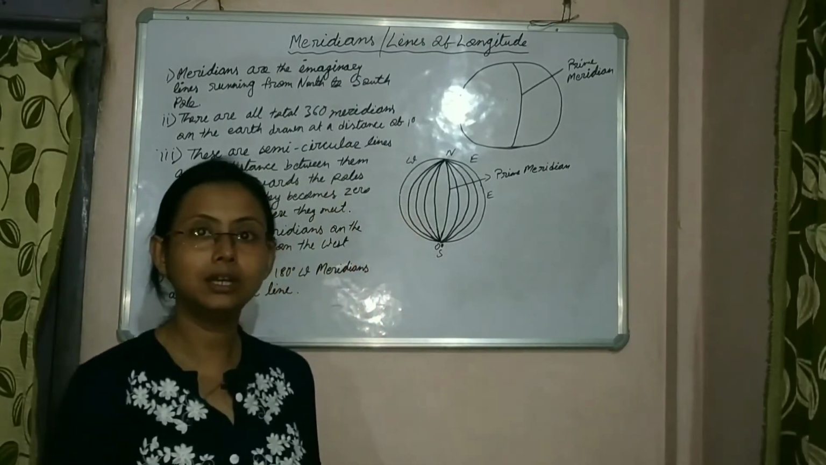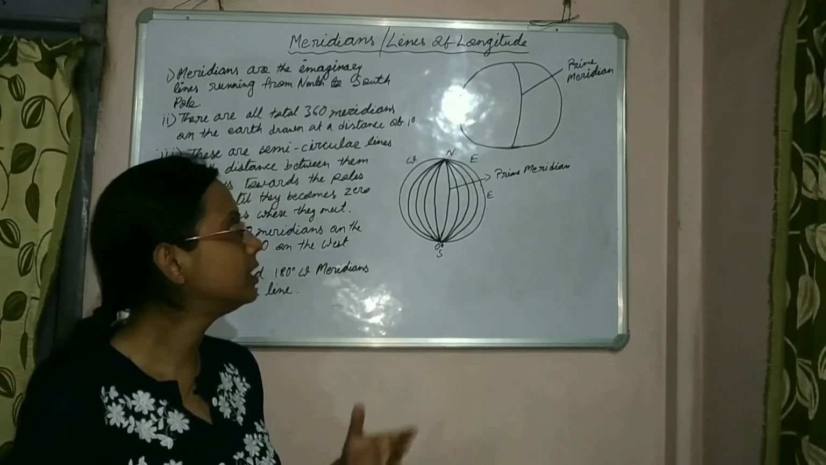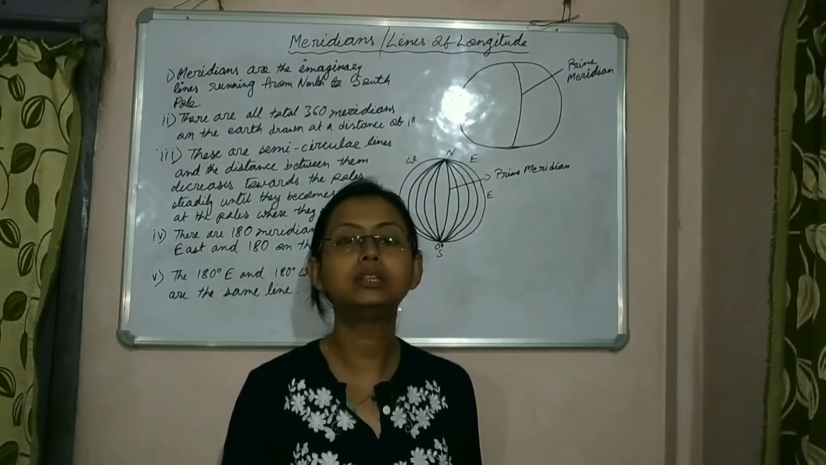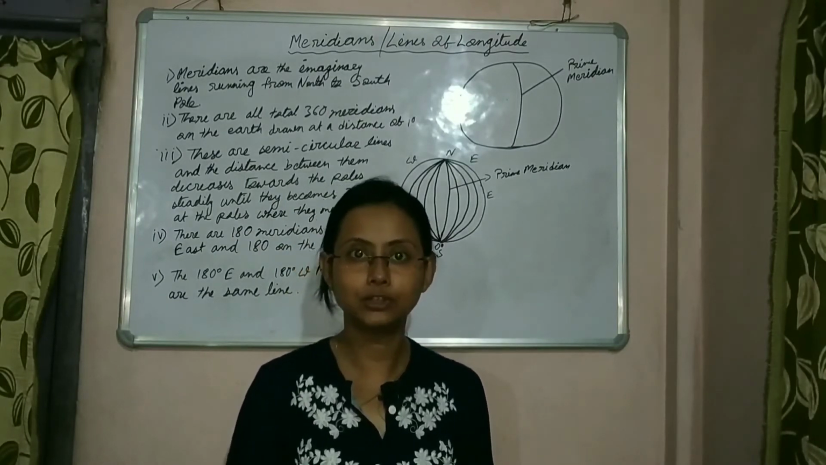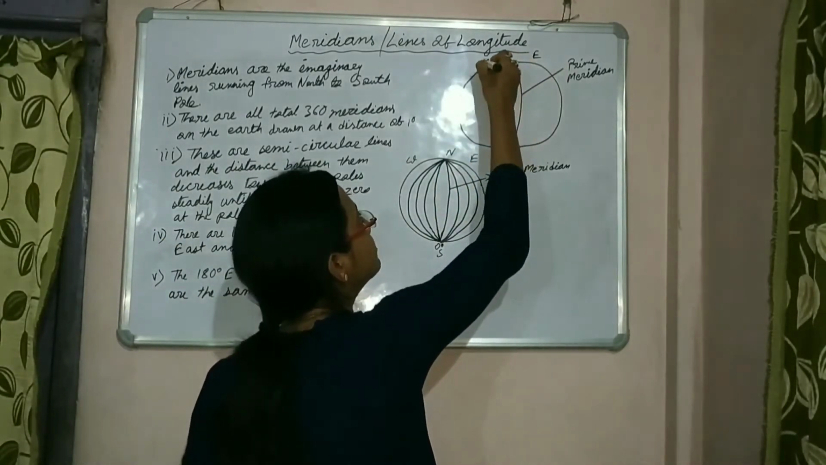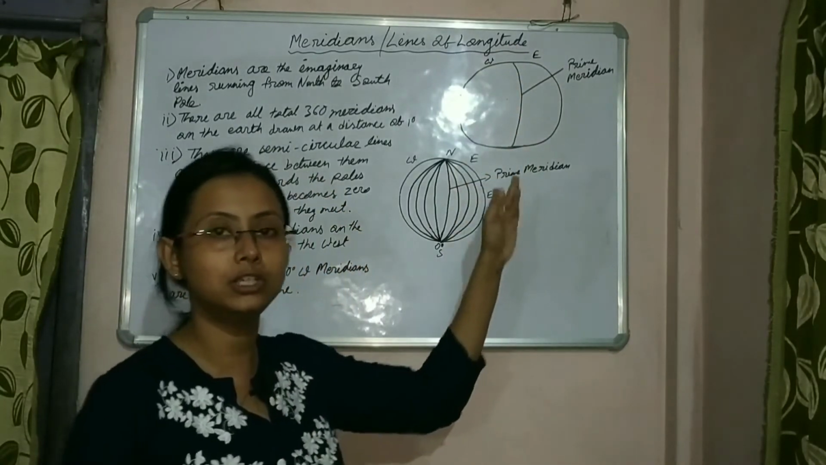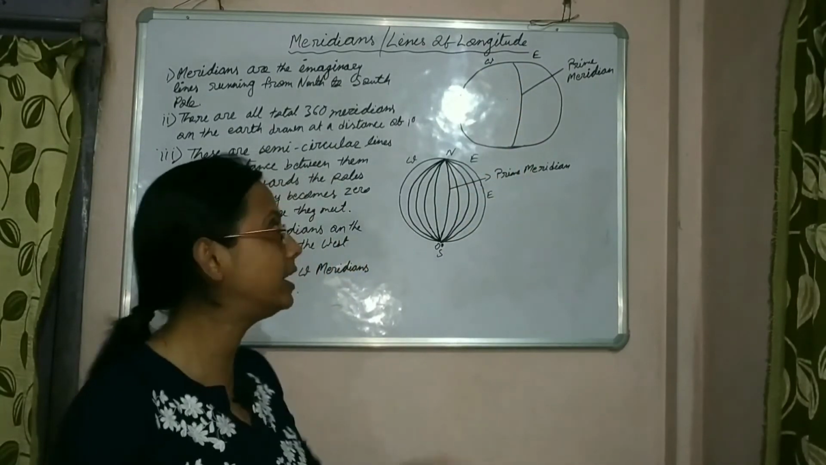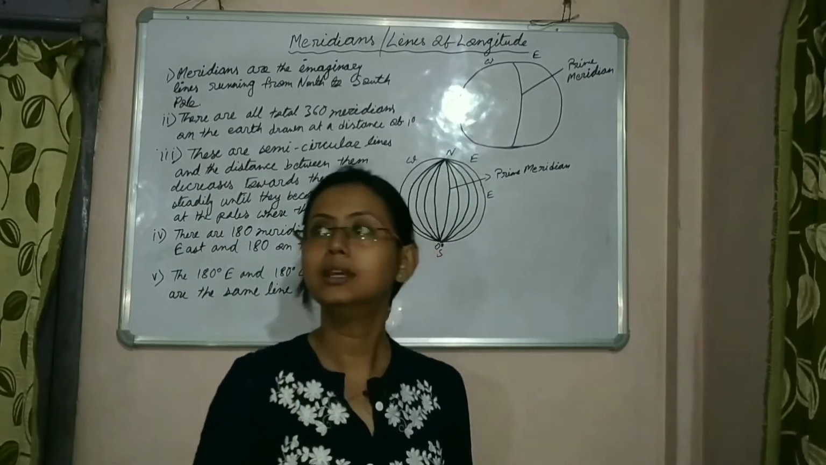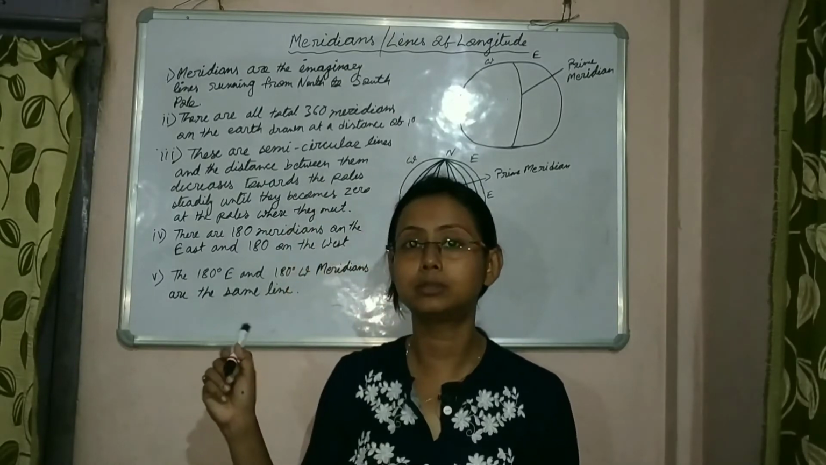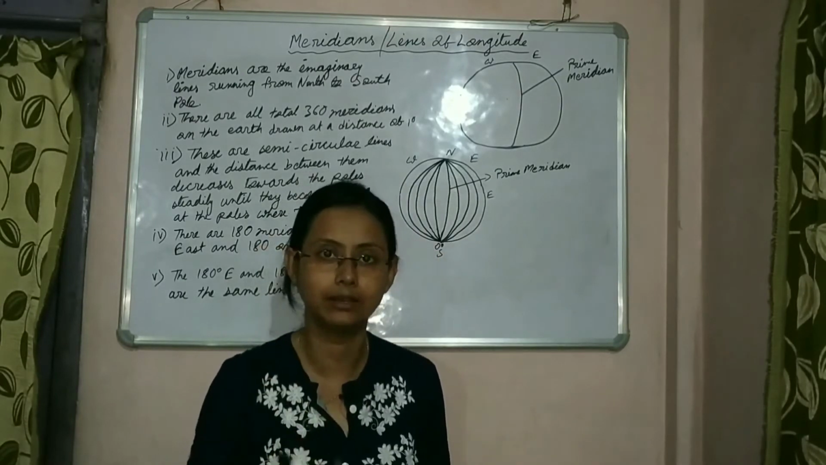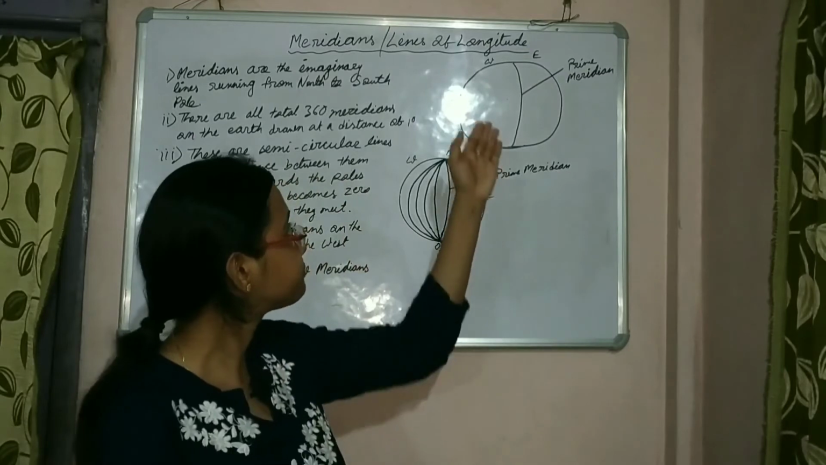So now let's know about the other meridians. Along with the prime meridian, a total of 360 meridians have been drawn on the surface of the earth. 180 meridians are drawn on the eastern side, east of the prime meridian, and 180 meridians are drawn on the west. Another interesting fact is that the 180 degree east and 180 degree west meridians are not two different lines, only one line. That is the international date line, which we will discuss later in another video.